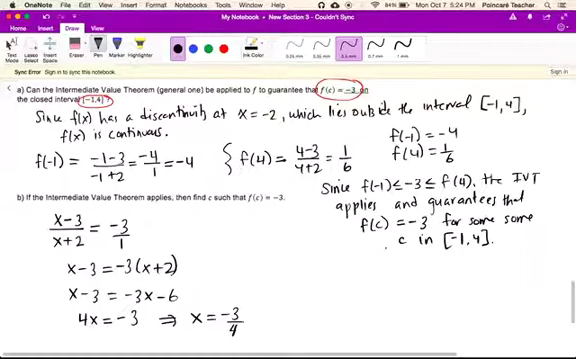So, in conclusion, f of c equals -3 when c equals -3/4. So the c value, the x value that will result in a y value of -3 has to be -3/4.